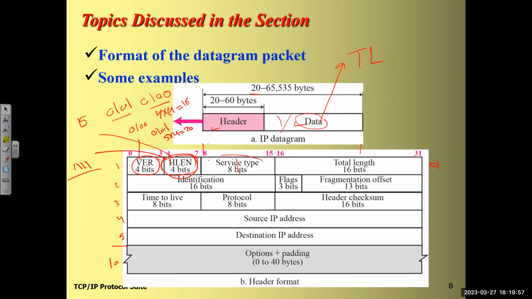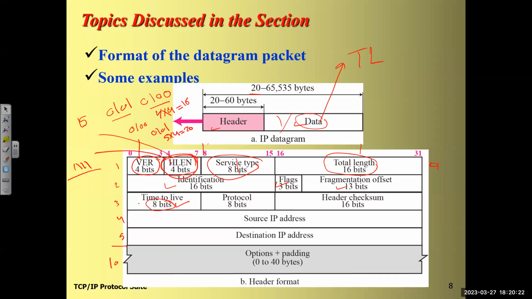Next is the service type, which we'll talk about later. Then you will have the total length. The total length includes the header and the data. That's the whole thing, and we'll talk about it. There's something called identification, 16-bit, and you will have the flags. We'll talk about them later. Fragmentation offset, we'll talk about it later. Time to live is 8-bit.